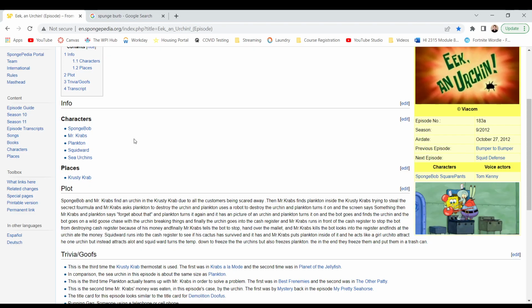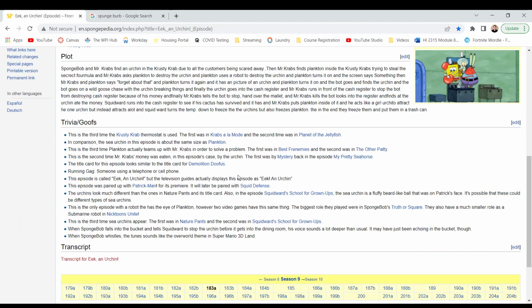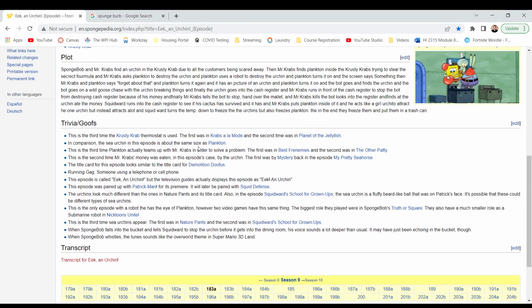Who wrote this? First off, Plankton should be capitalized. Two, that was horribly written. Oh my god. So, does no one check this? This probably isn't the actual SpongeBob wiki. I just found this randomly searching urchin.